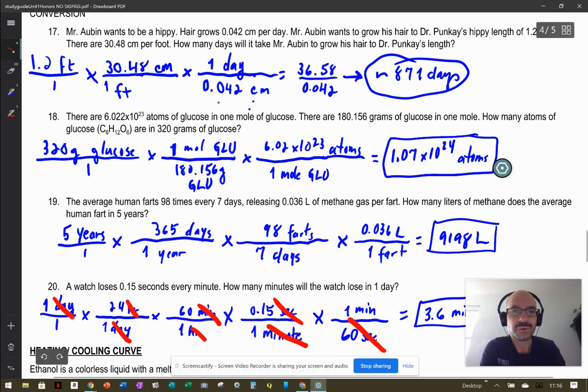For this first one, the question is, if you have 320 grams of glucose, how many atoms? So our starting unit is grams of glucose that we're given. Our ending unit is atoms. So I put my 320 grams of glucose. I just abbreviated it GLU for glucose because I'm too lazy. So I take those grams of glucose and I convert it to moles of glucose. Then, once I've got my moles of glucose, I convert the moles of glucose to atoms. And in this problem, you're given that there are 6.022 times 10 to the 23rd atoms of glucose in 1 mole. So that's where we got this.